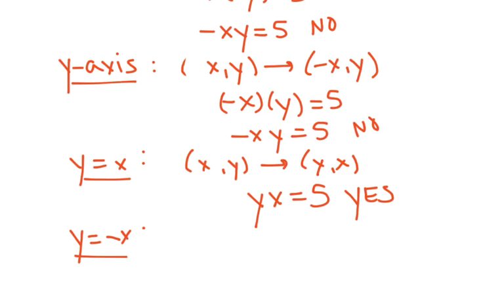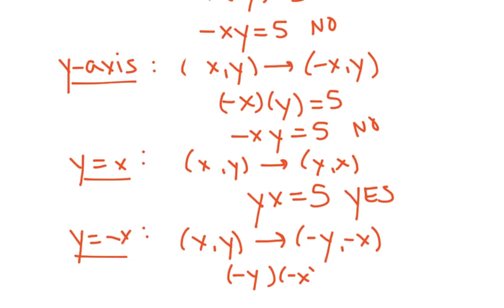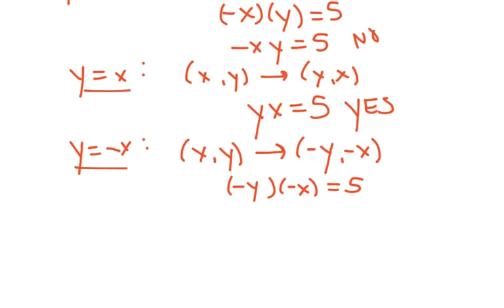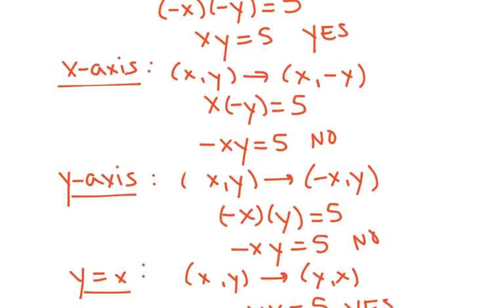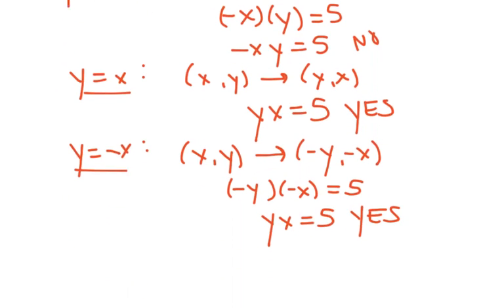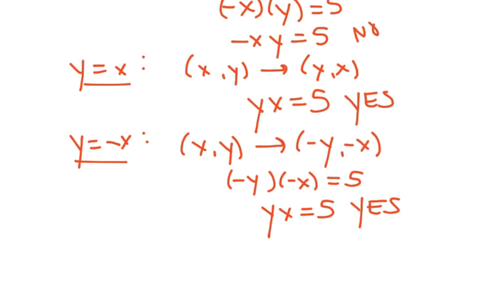To check symmetry over the line y equals negative x, not only do you flip them, but you make them both negative. So when I flip them and make them negative, not only do I get a positive when I multiply them, but because multiplication is commutative, it is symmetric over the line y equals negative x. So it turns out that x times y equals 5 was symmetric over the origin, and it was symmetric over the line y equals x and the line y equals negative x.